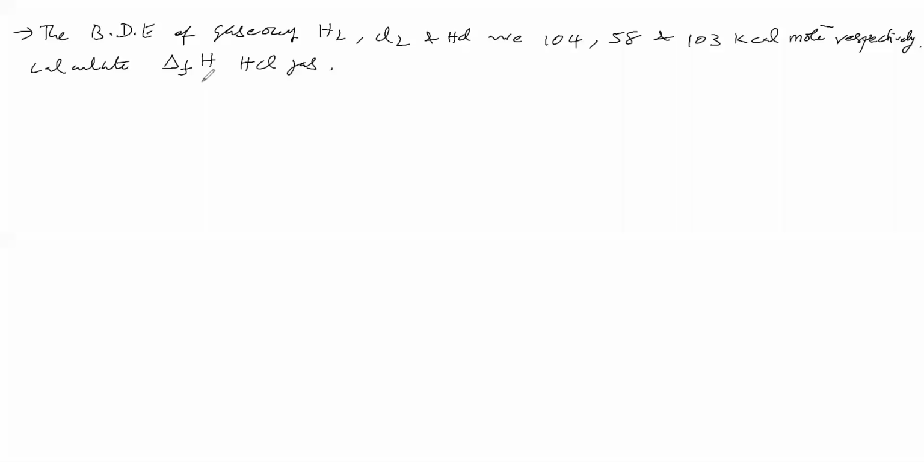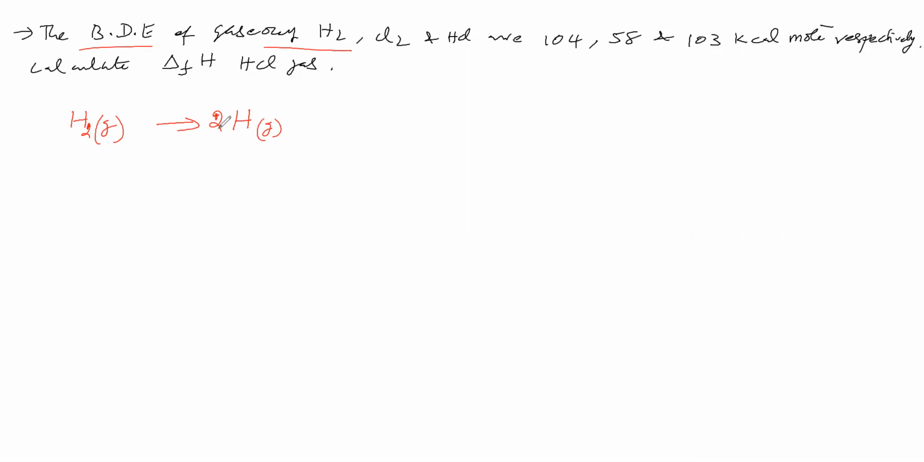Okay. Now, what is the given data? The bond dissociation energy of gaseous H2. For this, how to write the equation, we'll see. Dissociation, in the sense, which is dissociating? Gaseous H2 is dissociating. Therefore, gaseous H2 we will write. This on dissociation gives what? Hydrogen atoms in gaseous state, 2 times.